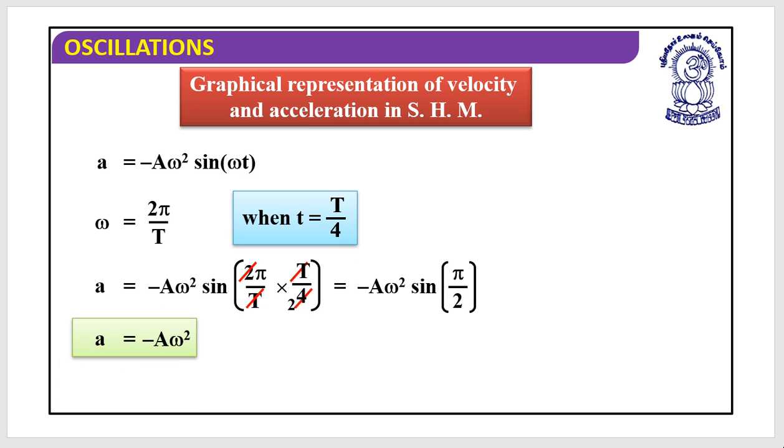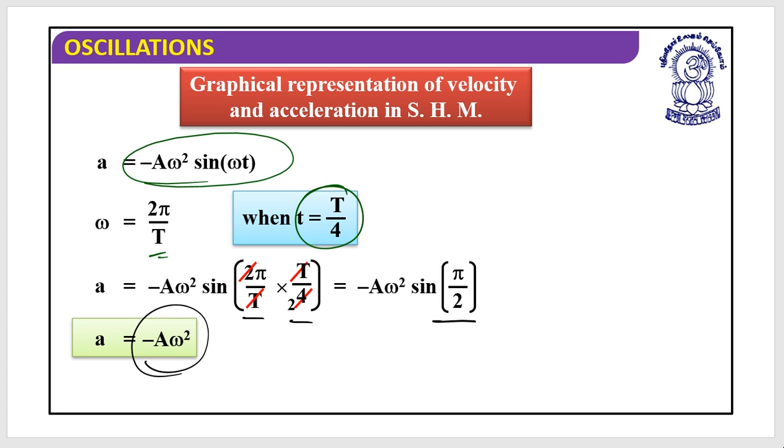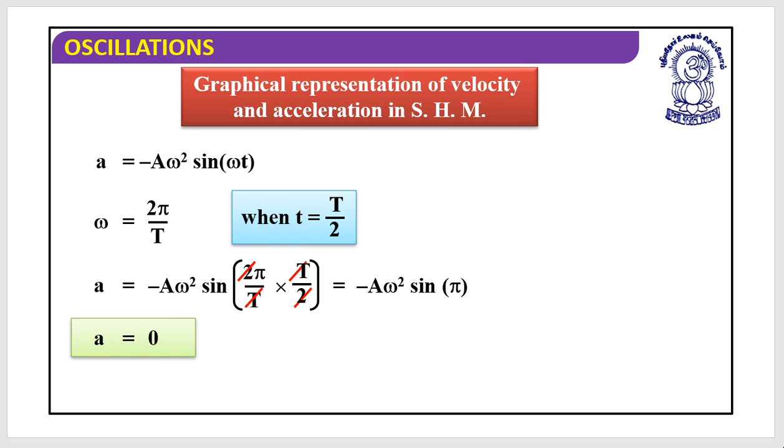Let's say a is equal to minus A omega square sine omega t, at t equal to T by 4, and omega is equal to 2 pi by T. Then this is 2 pi by T into T by 4. If I solve this, it's sine pi by 2, which is sine 90 degrees, and sine 90 is 1. So a is equal to minus A omega square.